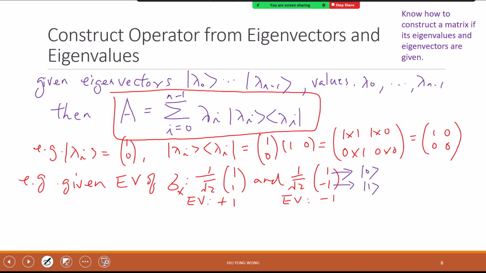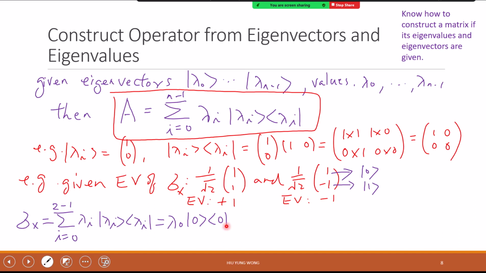Okay, so how do I find sigma x? Just follow the rule. It equals the summation from i equals 0 to n minus 1. I only have two eigenvalues, so it's 2 minus 1. Lambda i, lambda i, lambda i, the outer product. So I spell it out. The first is lambda 0, 0, 0, right?